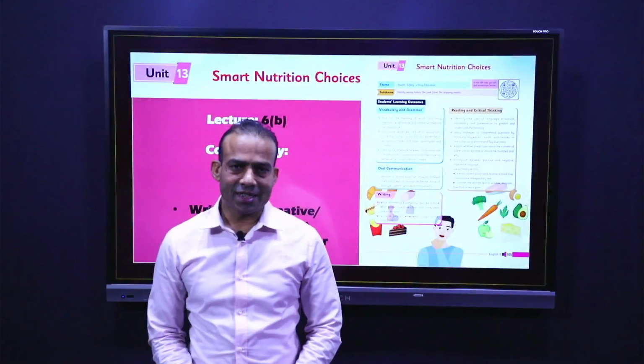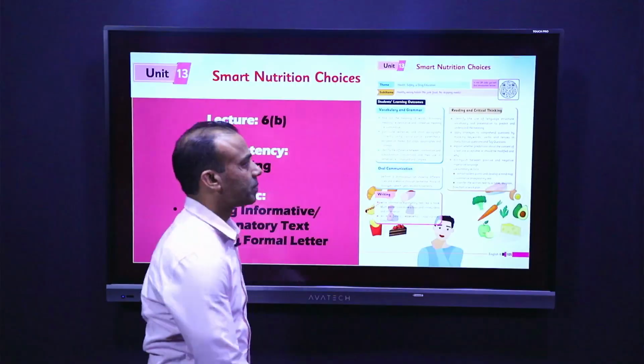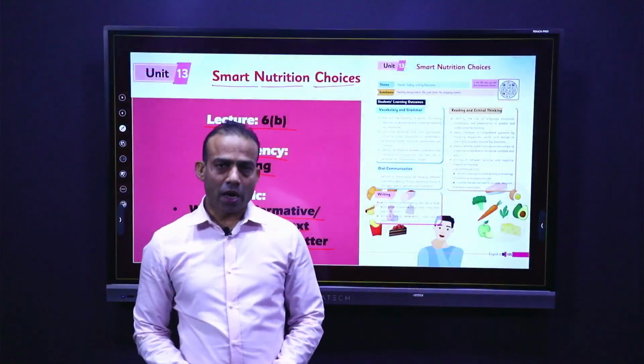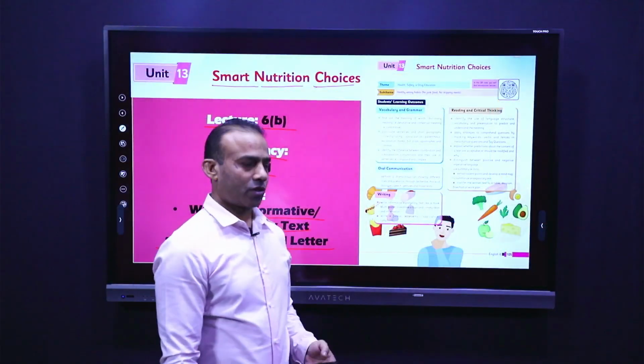Unit number 13 is Smart Nutrition Choices. Our today's lecture is 6B, Competency Writing. Our topic is writing informative explanatory text, and then number 2, writing a formal letter. Now, move ahead.